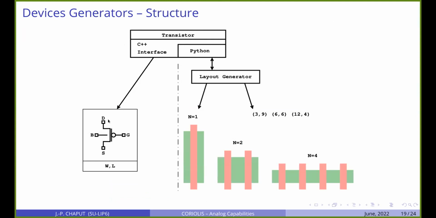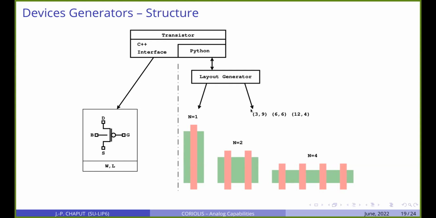For example, whatever the layout, it will always be a transistor with a source, a drain, a gate, drain, source, and a bulk, and with some electrical characteristics like the width, the length, and many other parameters. On the other hand, the layout has to be customized for every technology. So to do that more easily, we use a Python generator. That is, the layout part is delegated to a script that you can customize.